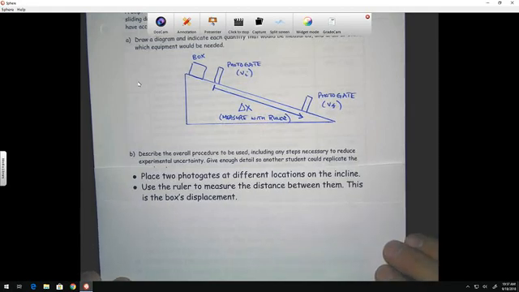Use a ruler to measure the distance between them. This is the box displacement. So identify that that's what the ruler is giving you.